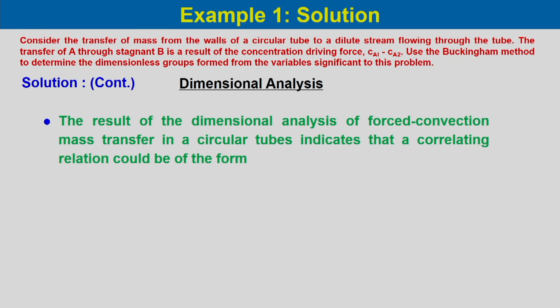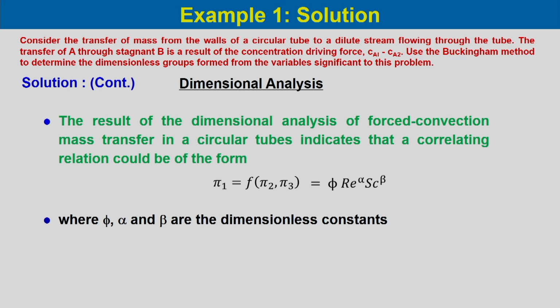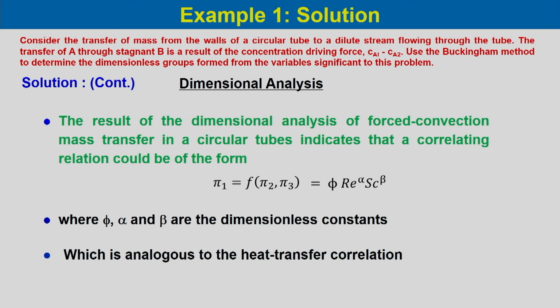The result of the dimensional analysis of forced convection mass transfer in a circular tube indicates that a correlating relation could be of the form pi 1 is a function of pi 2 and pi 3. That is, phi times Reynolds number to the power alpha and Schmidt number to the power beta. Here phi, alpha, beta are dimensionless constants, which is analogous to the heat transfer correlation, where the Nusselt number is a function of the Reynolds number and Prandtl number.